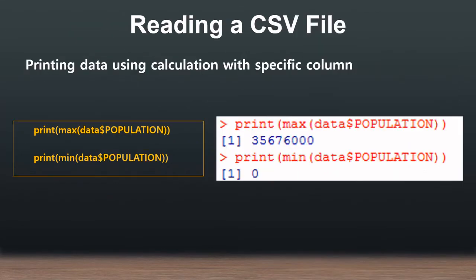Now reading a CSV and printing data using calculation with a specific column. What we are doing is some simple calculation. For example, we wanted to see the maximum population inside that particular file. So print max of data, and then the population field. So this is the maximum. Then the minimum population is 0, because inside that file there are certain cities where the population was not available. So it was recorded as 0 and it's showing 0.